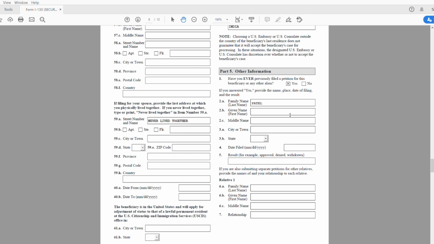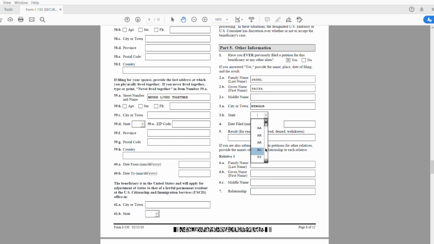So we would enter the sister's name, where was the application filed? So he filed from Newark, New Jersey. He filed on January 1st, 2010. And the application was approved.